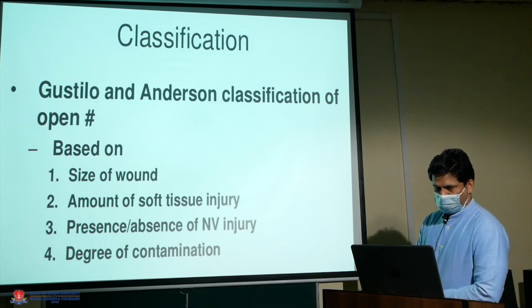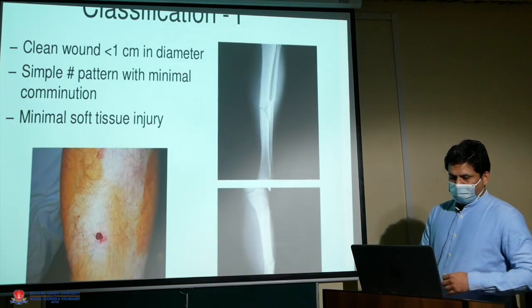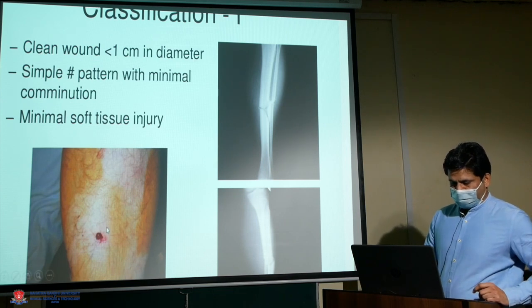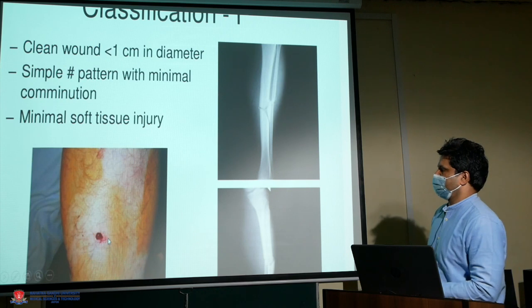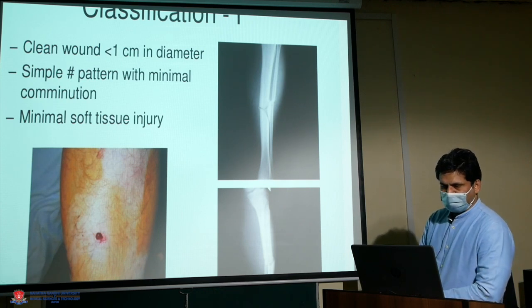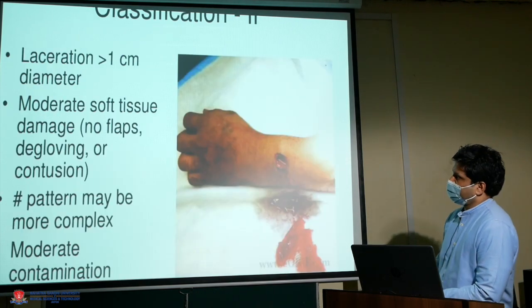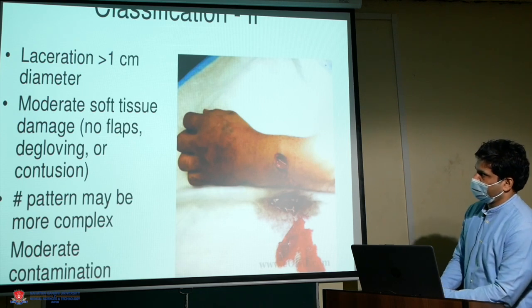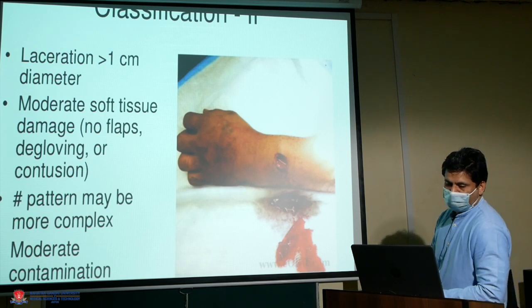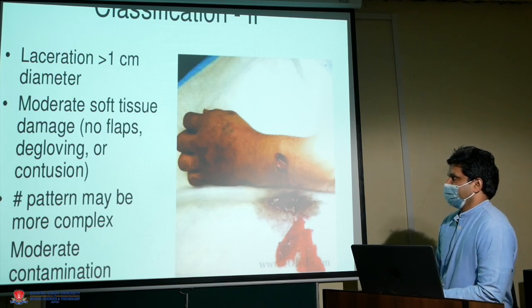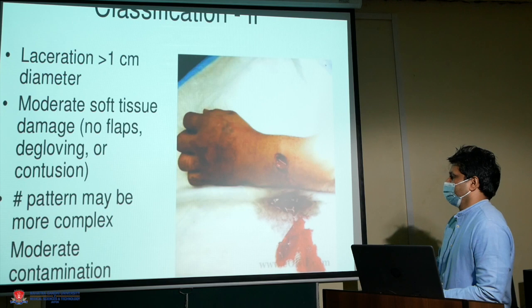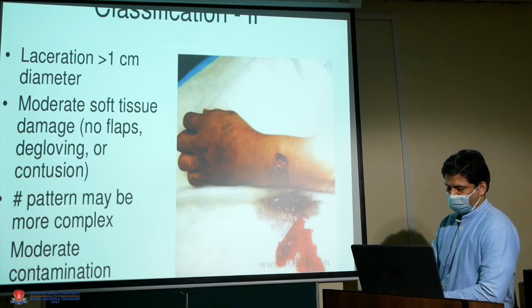So the type 1 is, see the diagram, the type 1, the wound is less than 1 centimeter and it looks clean with very minimal contamination and soft tissue injury. The type 2 is the laceration is more than 1 centimeter in diameter, moderate soft tissue damage, no flap, degloving or contusions. Then the fracture pattern may be more complex and moderate contamination will be there.